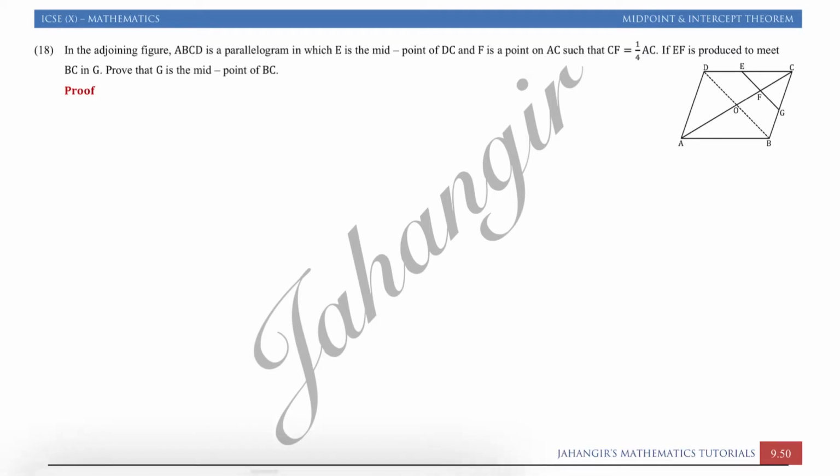So here what we will do, we know if we have to prove G is the midpoint of BC, we can first take this triangle. In this we know E is the midpoint of DC, so we have to first prove F is the midpoint of CO. That is how I will prove. With this result I can prove that. So first we will take triangle CDO. First let me write the whole thing.